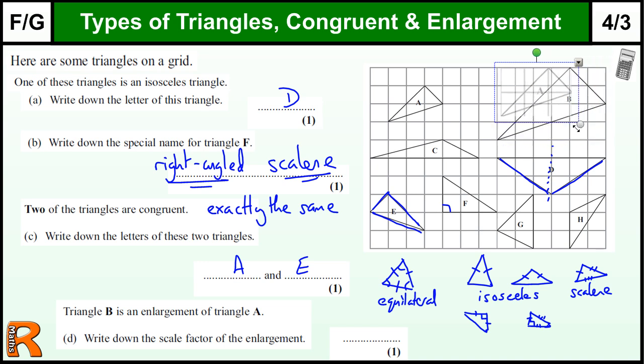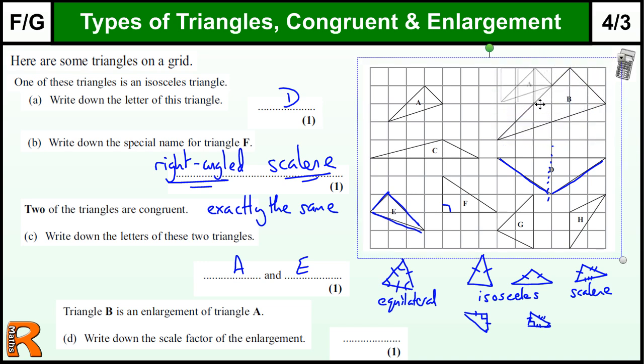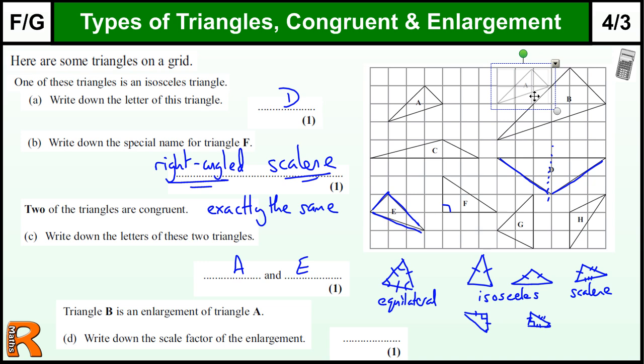But how many times have we enlarged that? How many times bigger is that than A? So if I take A back to its original size, okay, there's the original A, this side here is 1, 2 times as big, this side here is 1, 2 times as big, and this side down the bottom here is 1, 2 times as big. So the scale factor is a scale factor of 2. The sides are all twice as big, so that's a scale factor of 2.